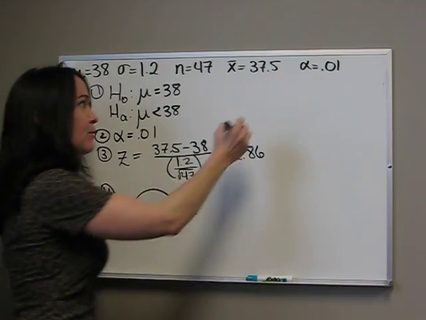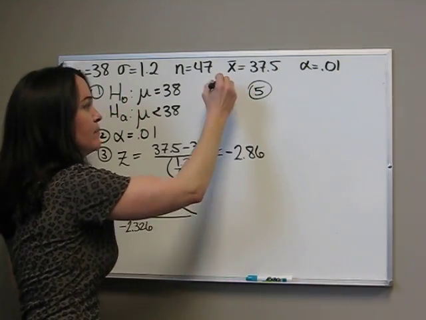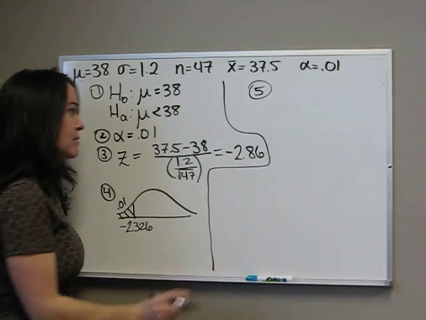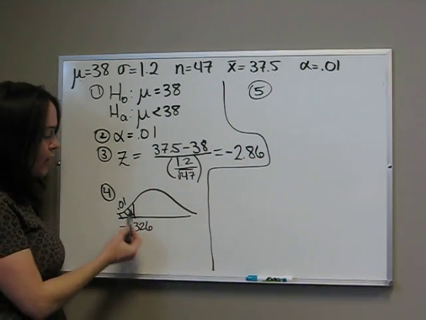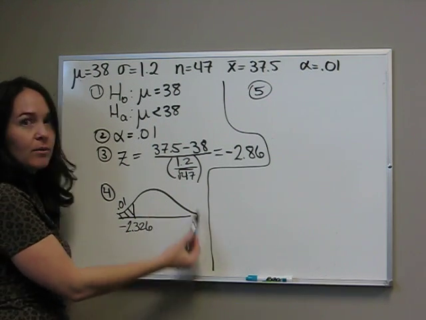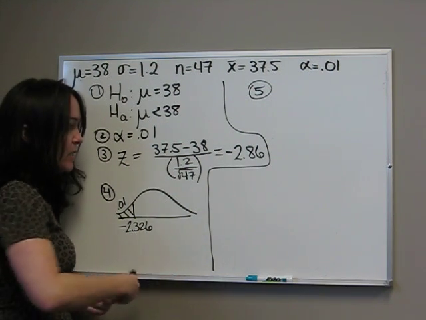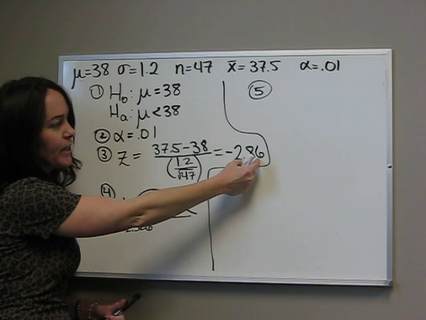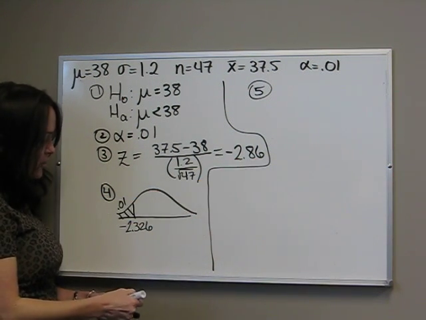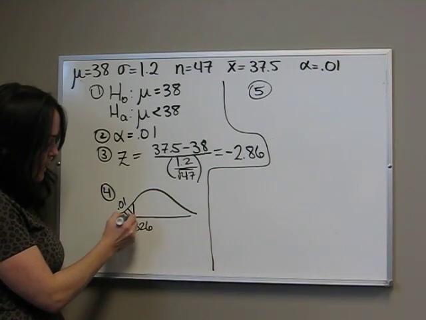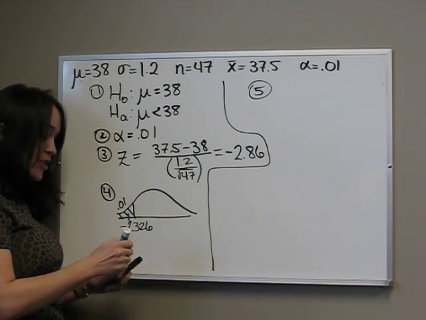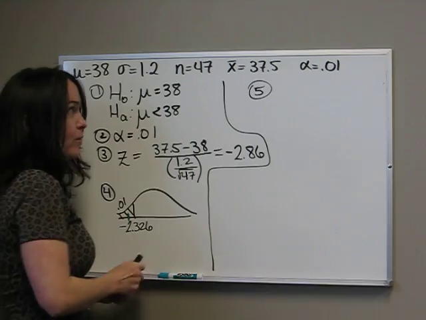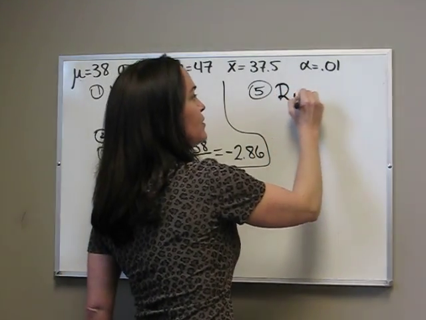Alright, now we're ready for step 5. Step 5 says, based on our step 3, does it fall in the rejection region or the non-rejection region? Well, we can look. Negative 2.86 is actually below negative 2.326. So it would fall in the rejection region. So our decision then is to reject.